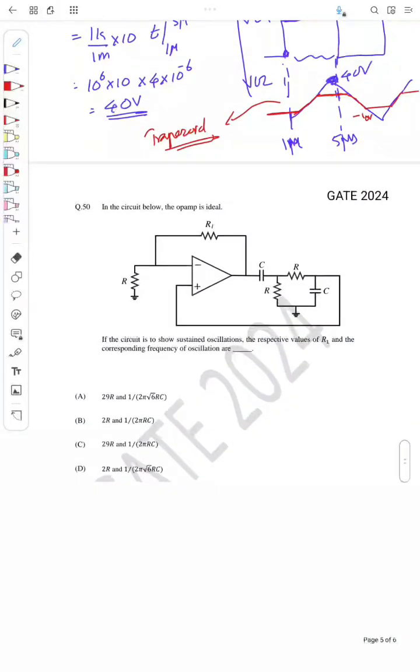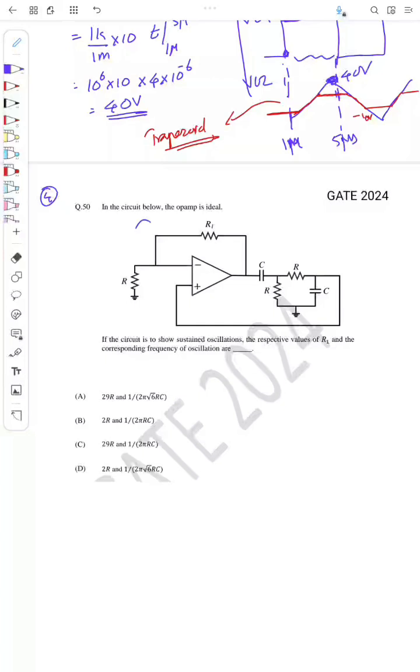Okay, now we will go to the fourth question. In the circuit below, the op amp is ideal. If the circuit is to show sinusoidal oscillations, the respective values of R1 and the corresponding frequency of oscillations are. Okay, so the question is like it's an oscillator.